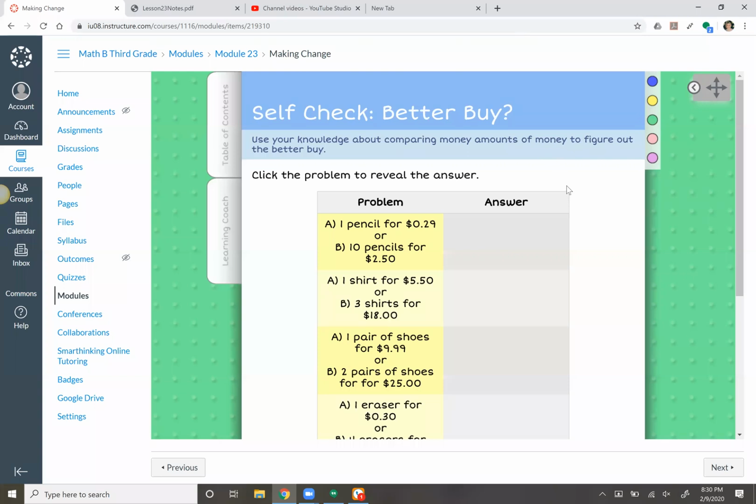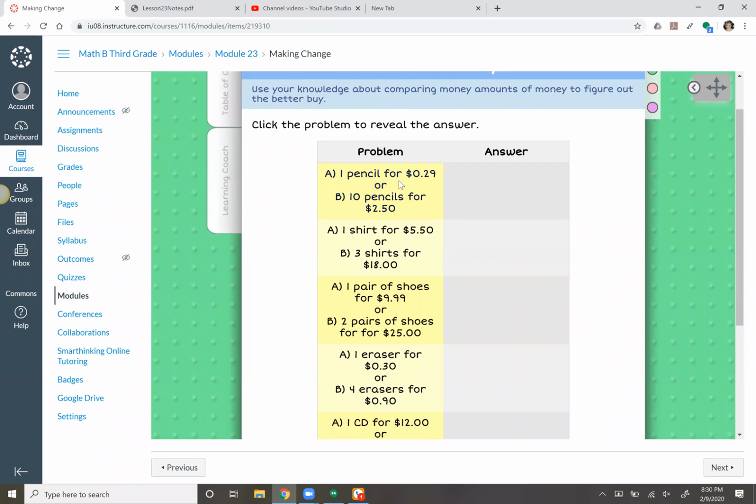All right, so now you have a self-check, a better buy. What is a better buy? 1 pencil for 29 cents or 10 pencils for $2.50. So this one is a little tricky. So we have to compare money amounts. So we kind of have to go back to what we were doing last week.